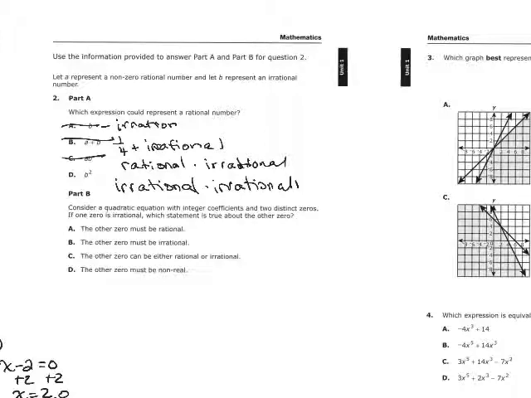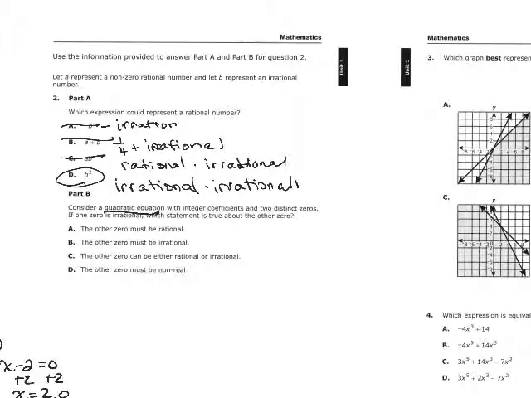The answer to your question, a representative of which expression could be a rational number. So b squared can represent a rational number. All right, and then when you come down here, let's take a look. It has to be irrational because the whole emphasis here is that it's a quadratic equation.